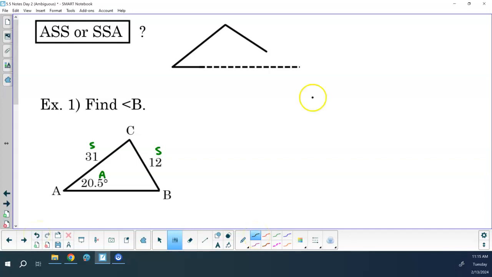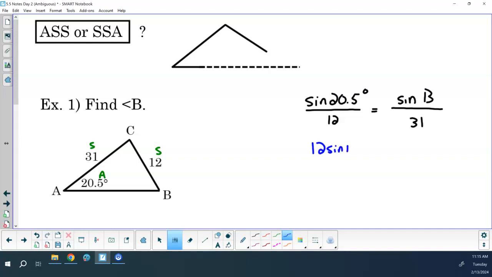So this would be the sine of 20.5 degrees over 12 equals the sine of angle B over 31. So doing some maths, we get 12 sine of B equals 31 sine of 20.5 degrees.